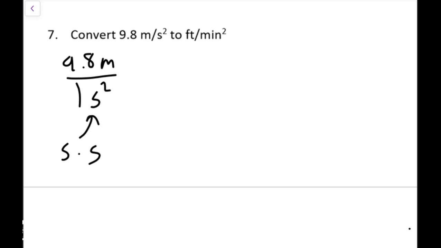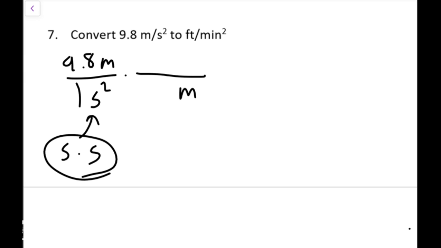And so I'm going to start the same way that we've done the other ones, 9.8 meters per, and then second squared is going to go on the bottom. That's 1 second squared. Now, this is really seconds times seconds. And so we have to convert seconds twice. Well, let's start with just meters to feet.